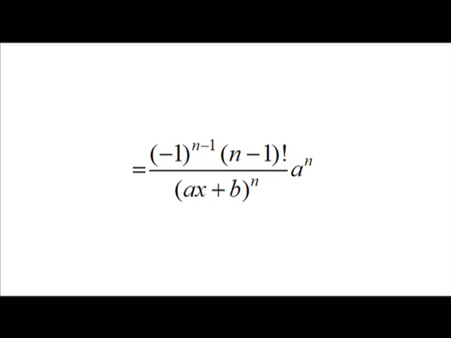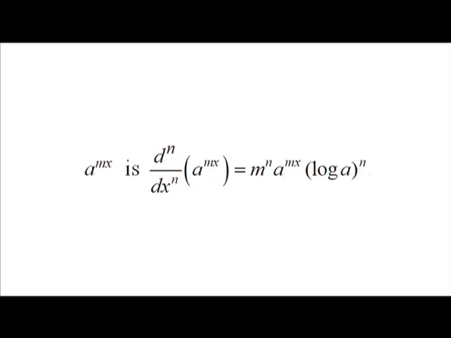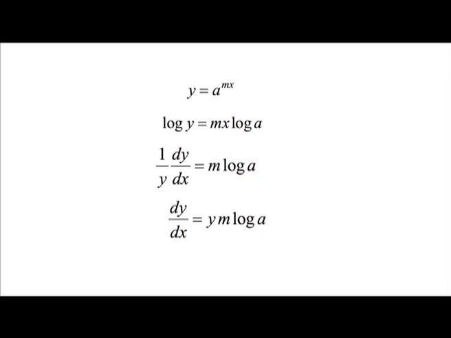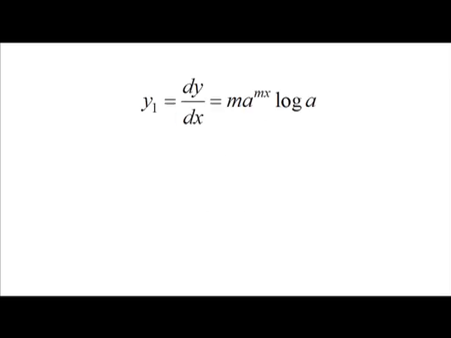We now show that the nth derivative of a power mx is m power n into a power mx into (log a) all power n. For this, let y equal a power mx. Then taking logarithms on both sides, log y equals mx into log a. Differentiating with respect to x, we obtain 1 by y into dy by dx equal to m into log a. Hence, dy by dx equals y m into log a. Thus, y1 equals dy by dx equals m into a power mx into log a.